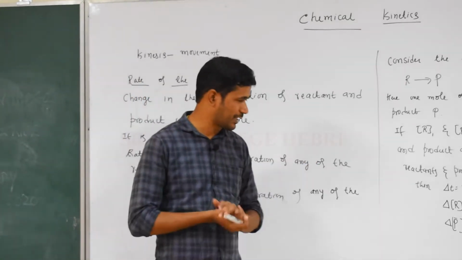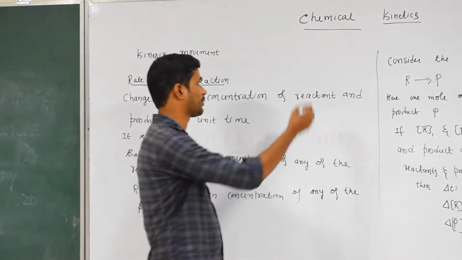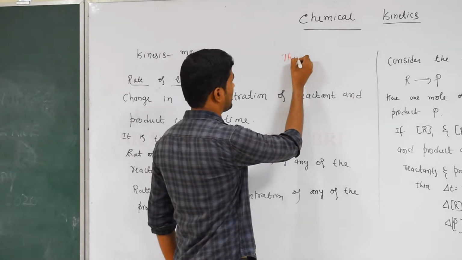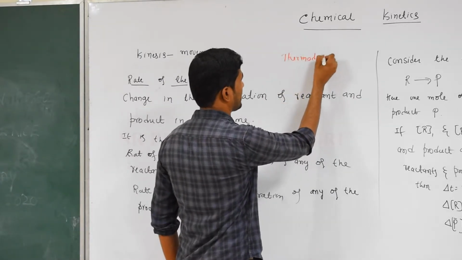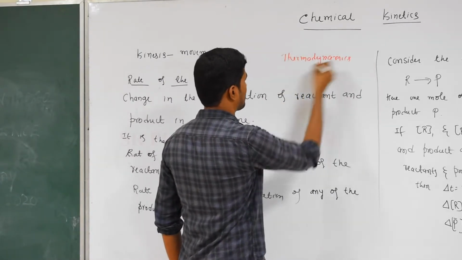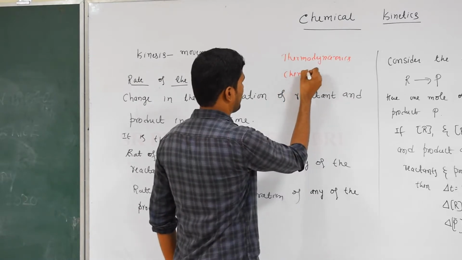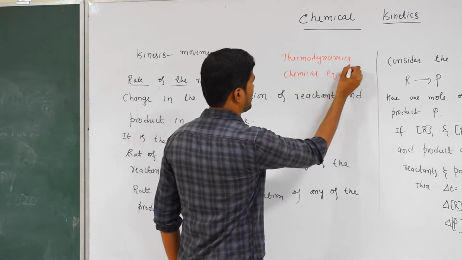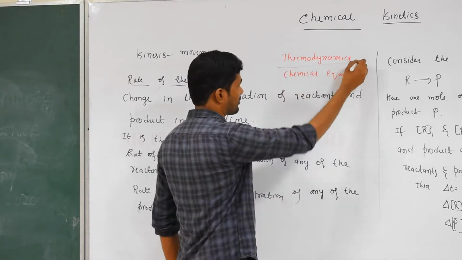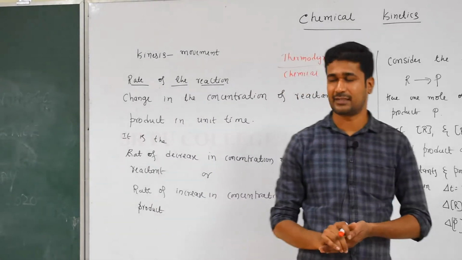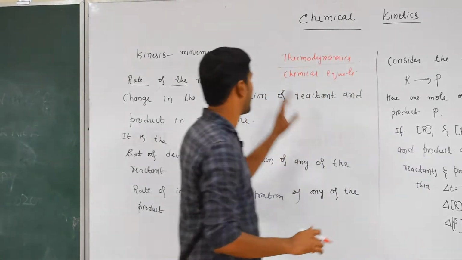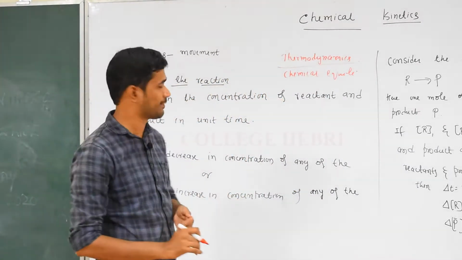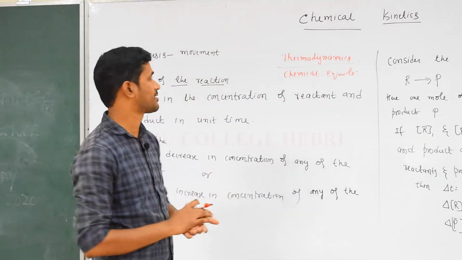In your first PUC you studied thermodynamics. Thermodynamics chapter you have studied, and also you studied the chapter equilibrium. You learned these two chapters, chemical thermodynamics and chemical equilibrium. Why have we studied this thermodynamics chapter? What did you study in thermodynamics? Apart from the first part of thermodynamics, what do we consider in the second part?